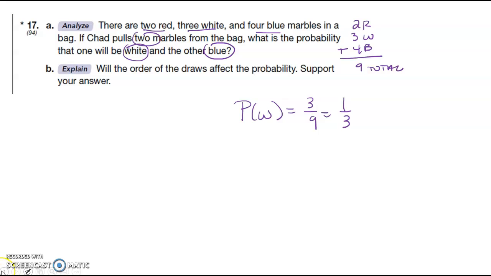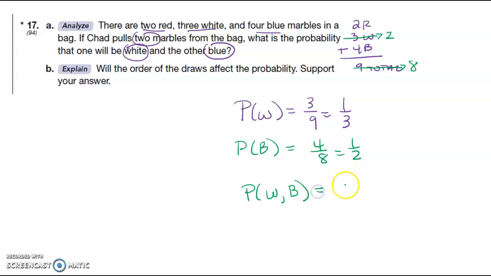And then when he does that, he's actually removing a marble. So that means that this is going to be 2 and this is going to be 8. So the probability of blue is going to be 4/8, which is 1/2. So the probability of white and blue is 1/3 times 1/2, which is 1/6.